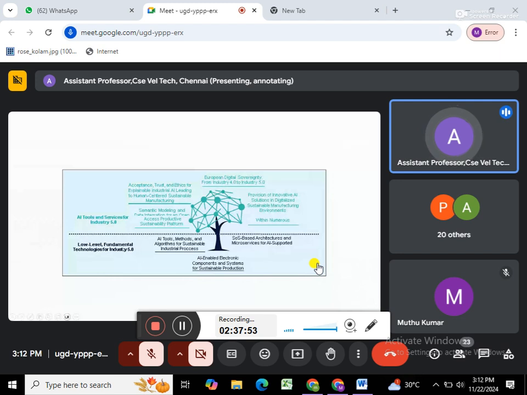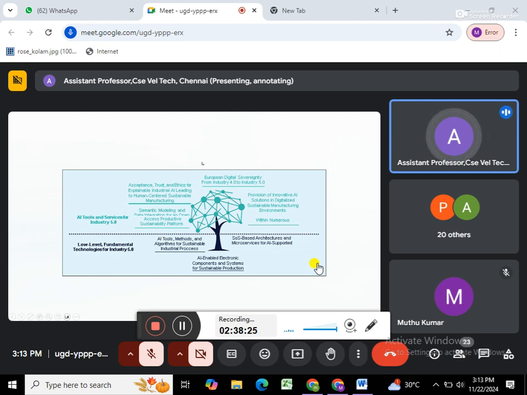So here we call it the actual root as well as the base of the tree, which is all about the fundamental technologies for Industry 5.0. We can use AI tools, methods and algorithms, and SOS. SOS is nothing but system of systems, so we call it system of systems based architectures, and microservices for AI support. And we have to be answerable for trust, acceptance, and ethics. That is what we can understand here.